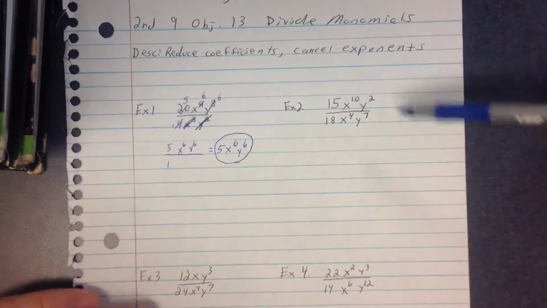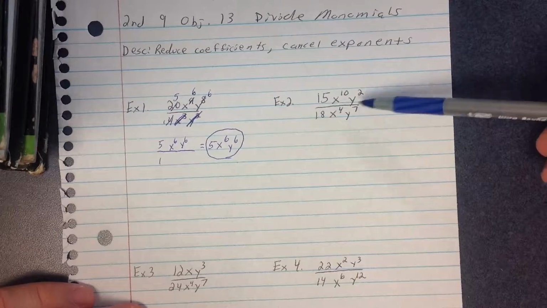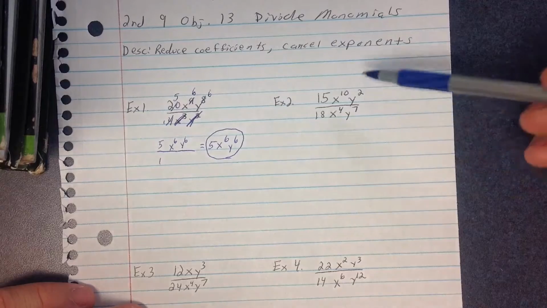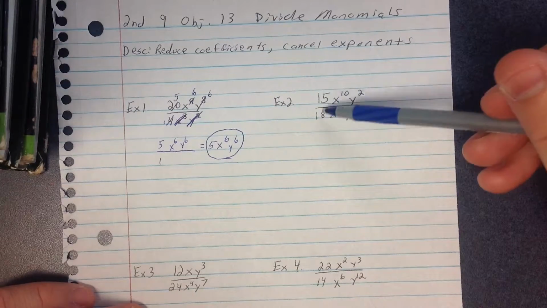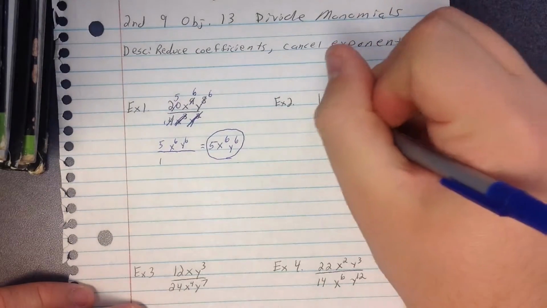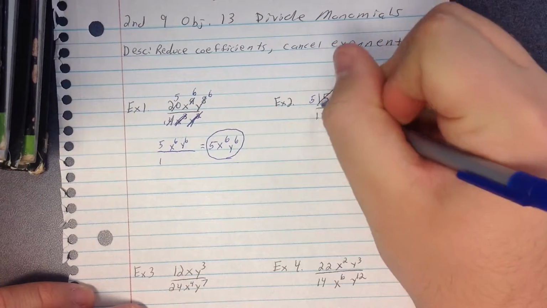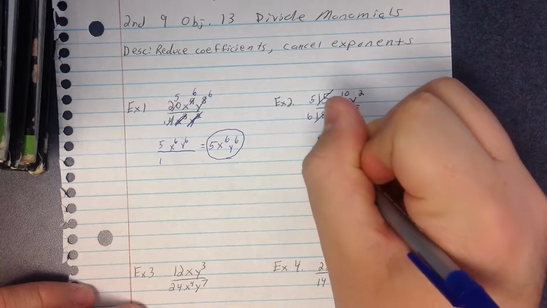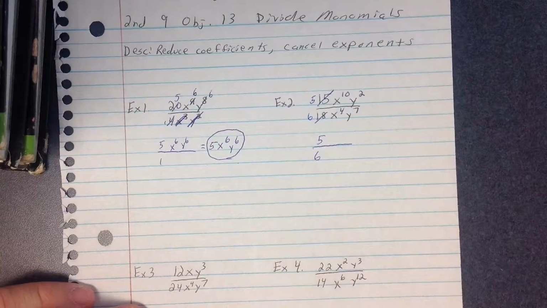The second example, 15x to the 10th, y to the 2nd, divided by 18x to the 4th, y to the 7th. So to reduce 15 over 18, find a number that goes into both of them, which would be 3. 3 goes into 15 5 times, 3 goes into 18 6 times. So far on my reduction here, I've got 5 over 6.